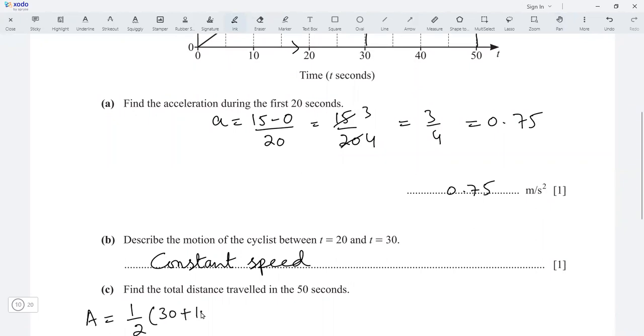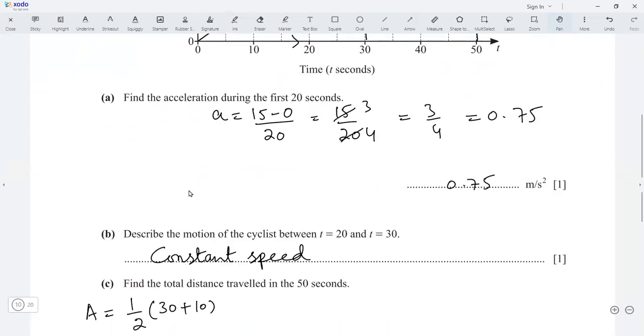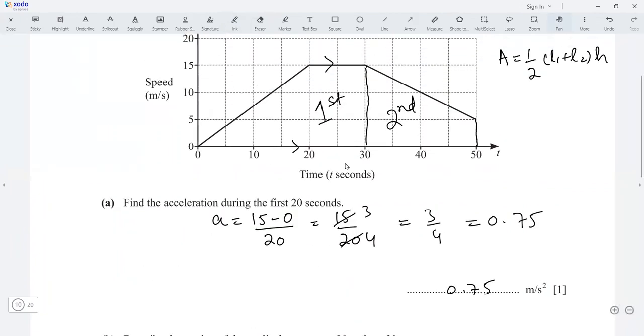30 plus 10. What's the perpendicular height between those two parallel lengths? That is 15. So it is times 15. It's the first area, and then plus the second trapezium. For the second trapezium, these two are the parallel lengths because there is a vertical distance on the x-axis like this. So these two are parallel to each other.